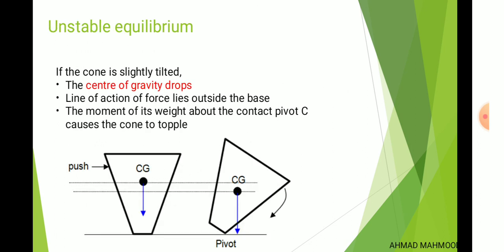Whereas in this case, the moment which this weight will apply will be in the clockwise direction, and you can clearly see that due to the moment of this weight, the cone will topple, right? So it means when the base was large, the body was more stable as compared to when the base of the cone is small.